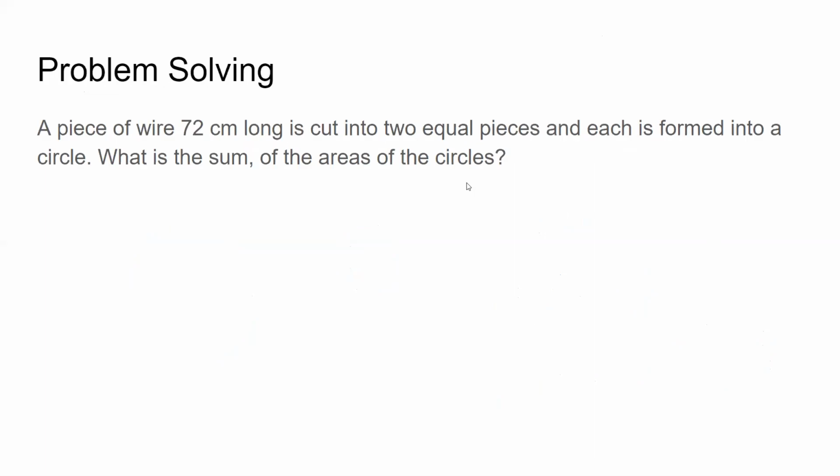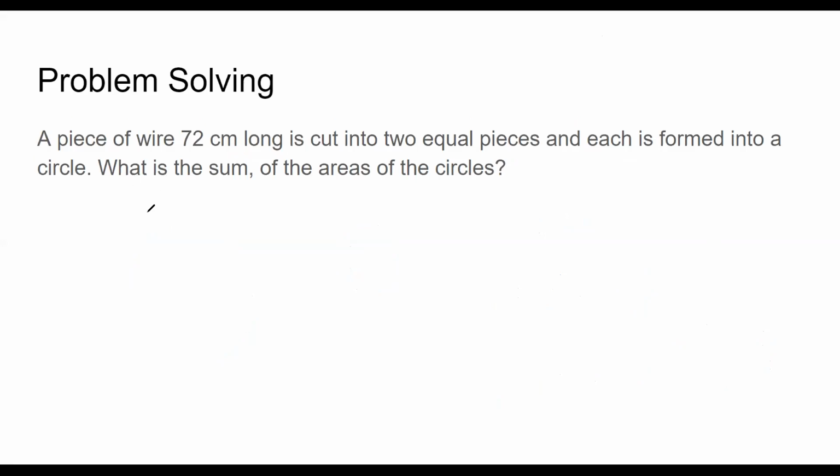Let's do another example here. A piece of wire 72 centimeters long is cut into two equal pieces, and each is formed into a circle. What is the sum of the areas of the circles? Well, if you have 72 centimeters cut into two equal pieces, then they're both going to be 36 centimeters.